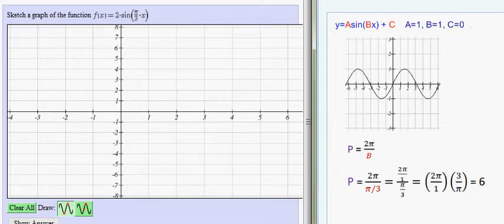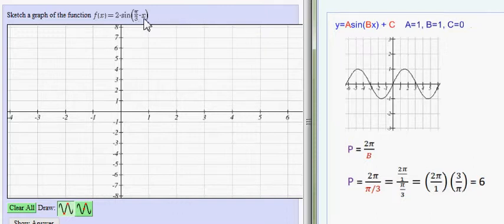In this problem, we are to graph the function f of x equals 2 times the sine of the quantity pi over 3 times x. So in my example, we have an amplitude change, so a is 2, and we have a period change, b is pi over 3, but we have no vertical shift.